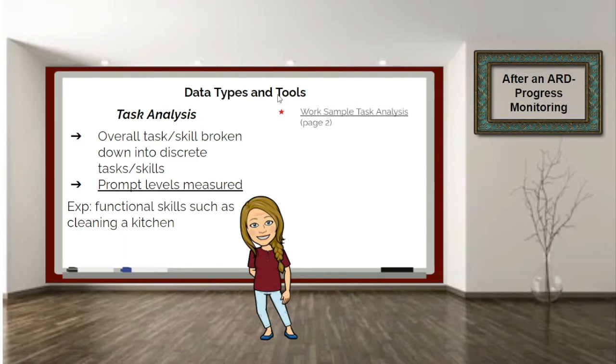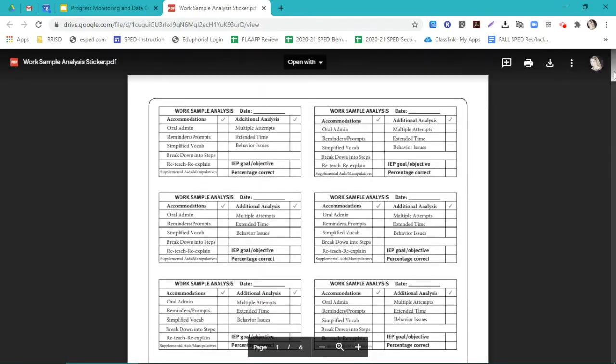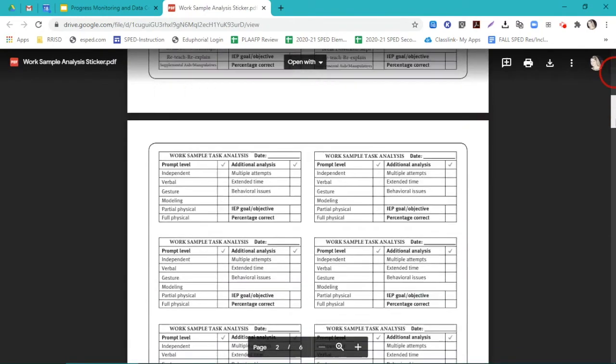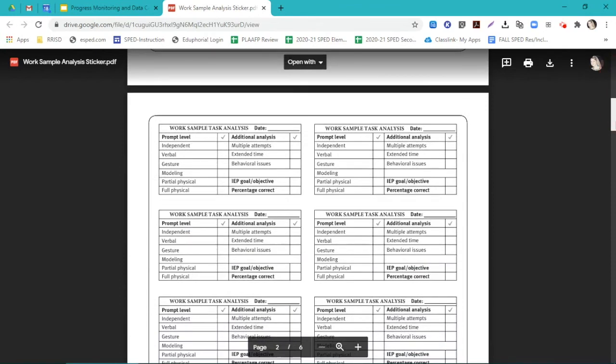Let's look at the work sample task analysis chart again. On page 2, you'll notice that the entries are now tailored to the prompt level needed for the student to complete the assignment or assessment. Again, you can open any PDF in certain Adobe products and edit the text boxes in order to individualize.